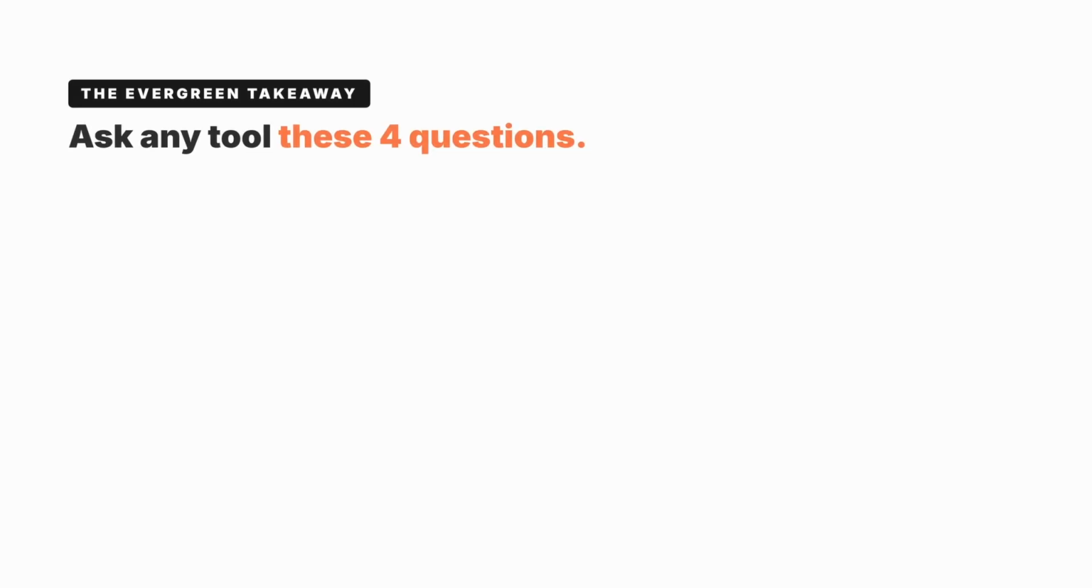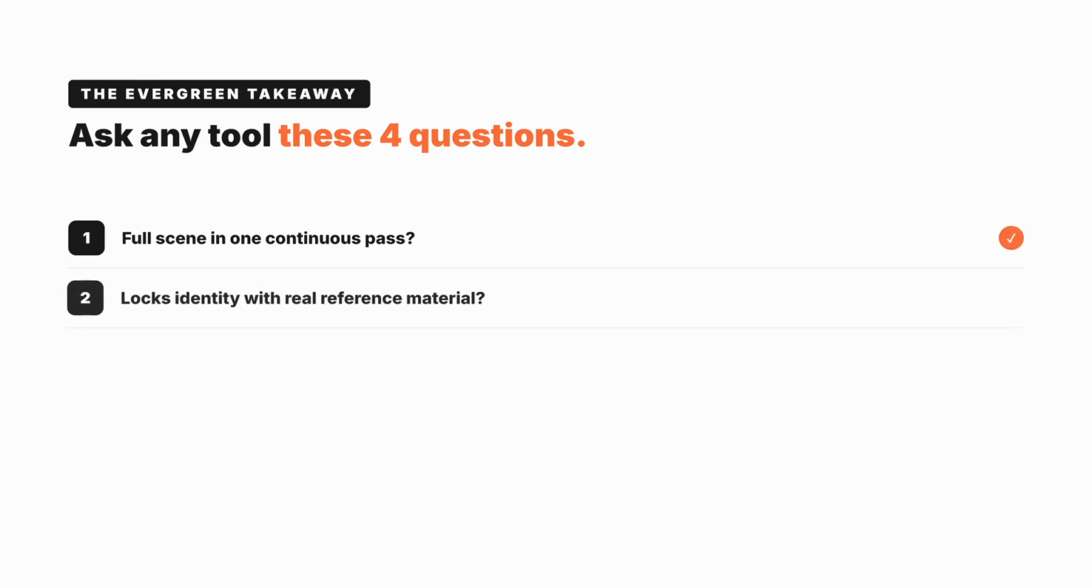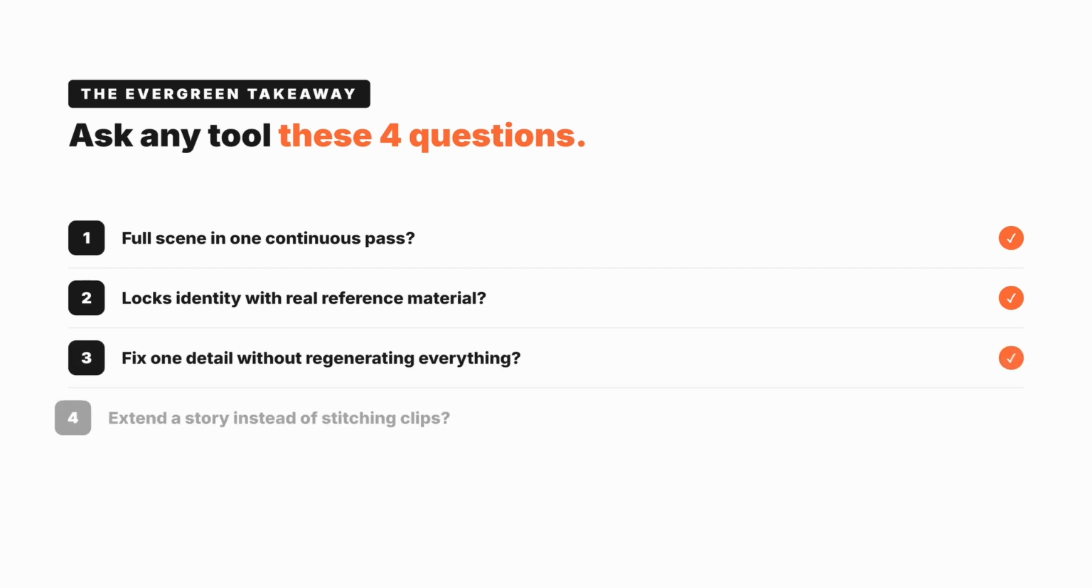Here's what I actually want you to walk away with. Not go use Seedance 2.5, although right now it's a strong pick, but I want you to walk away with this checklist. Anytime a new AI video tool launches, and a new one will probably launch soon, ask it these 4 questions. 1. Can it generate a full scene in one continuous pass? 2. Can it lock subject identity using real reference material? 3. Can I fix one detail without regenerating everything? 4. Can I extend a story instead of stitching disconnected clips? If the answers to all 4 are yes, you have found a tool worth your time.